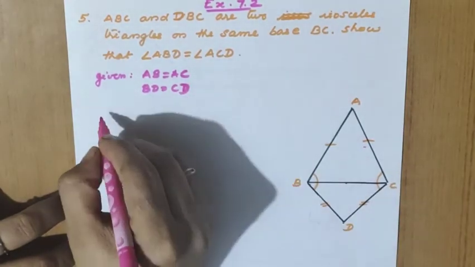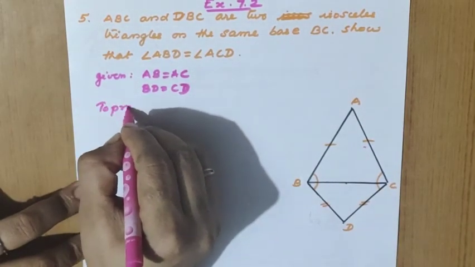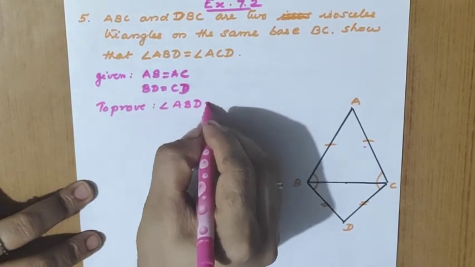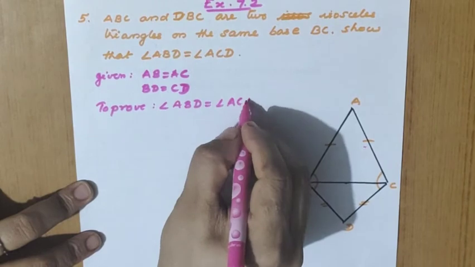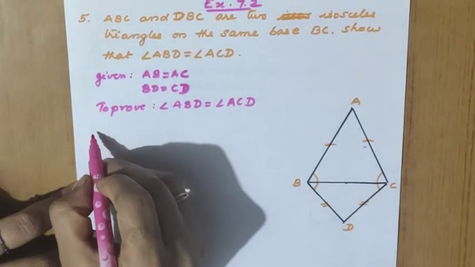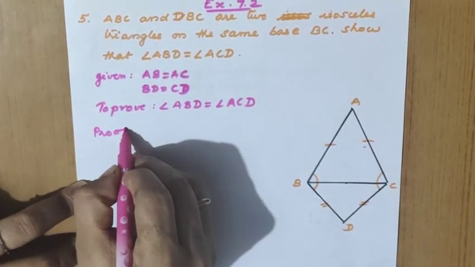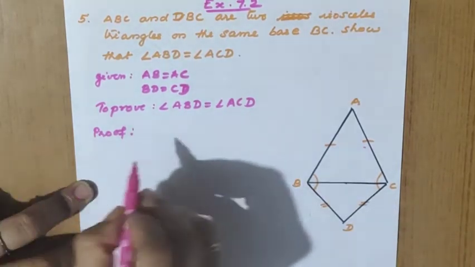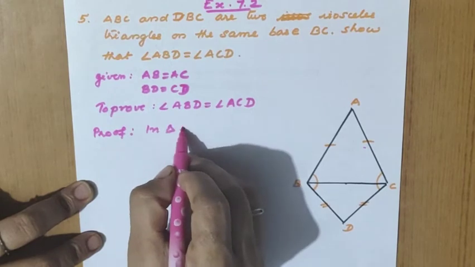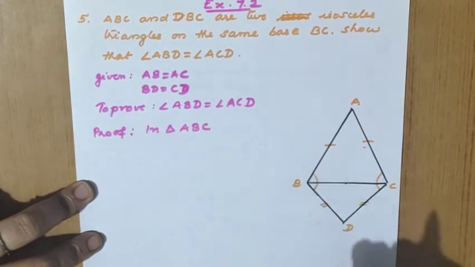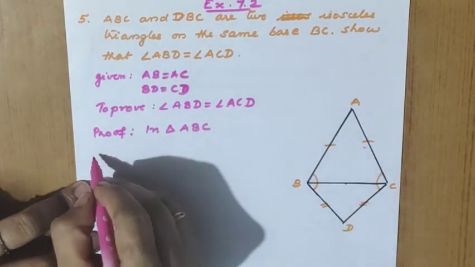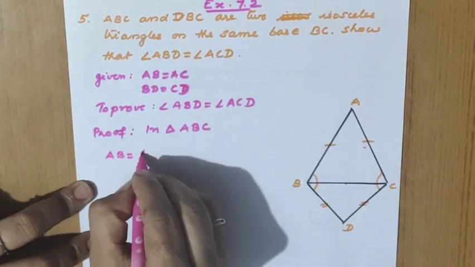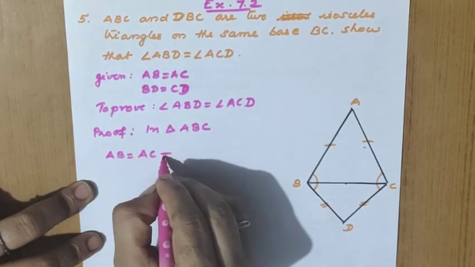Now we have to prove. What is to be proved? Angle ABD equal to angle ACD, right? Now the question is that in proof we are not using congruency. Without congruency, how can we prove this? Let us see. In triangle ABC, only we are taking which triangle? Upper part. Triangle ABC, AB equal to AC, right? So what can you write?